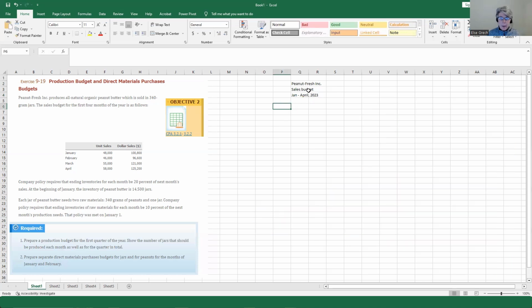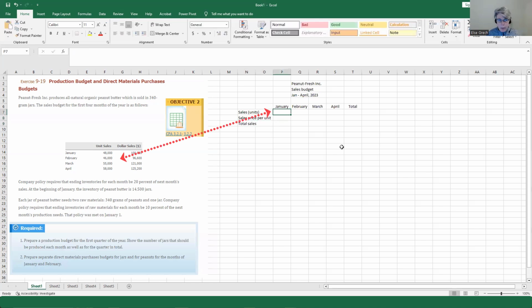So we start with naming the months. In this case, we have January, and then I'm just going to drag it over: February, March, April. And generally we have a total, so I'm going to put a total here. So we start with the sales in units, and then we have the sales price per unit, and that gives us total sales, which is the two just multiplied against each other.